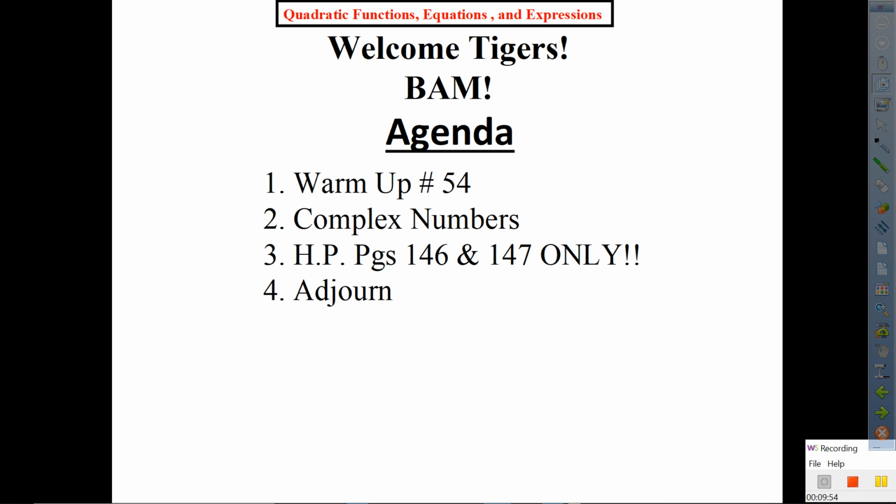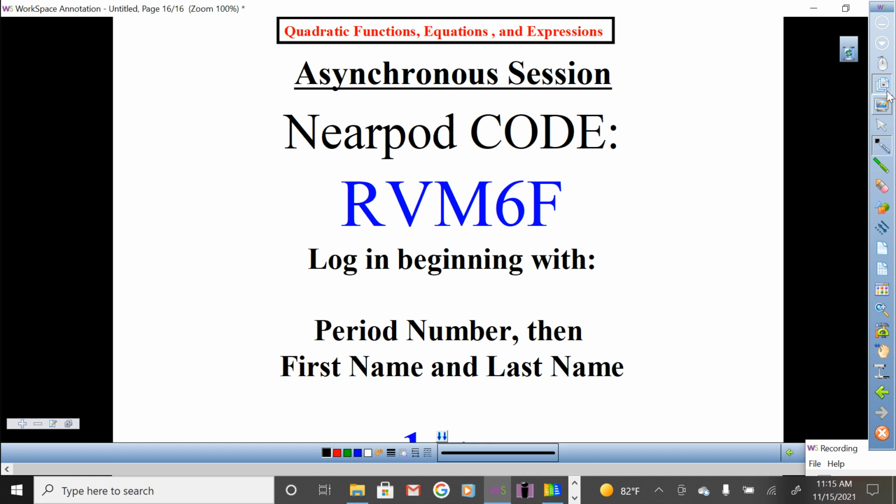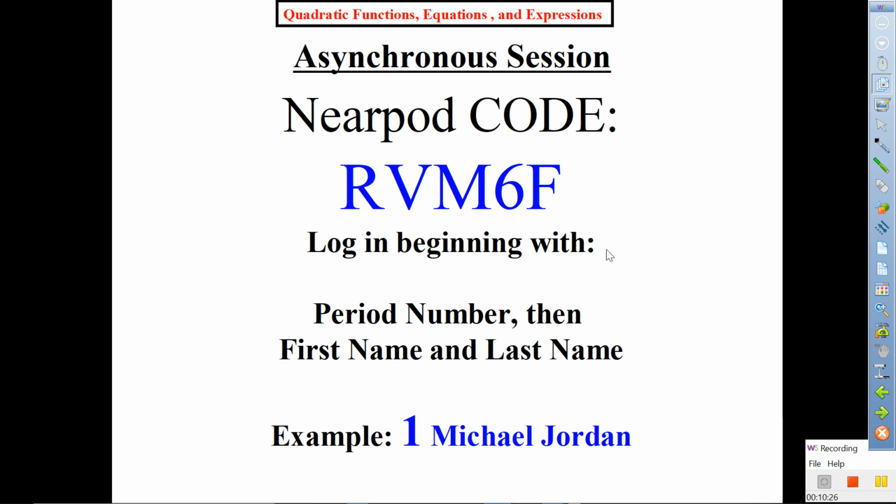If you're absent, or if you're watching online, make sure you go to Nearpod to get the pages, or to your textbook. But I'm going to give you the Nearpod code right now. Here's the Nearpod code: RBM6F. In there you're going to find the play sheets for the homework.